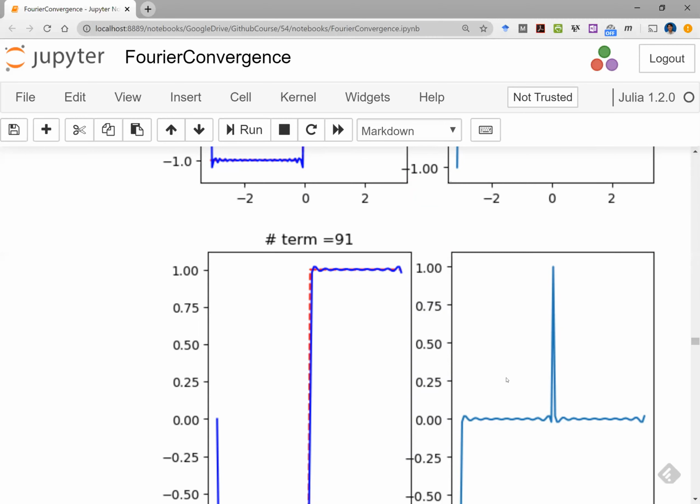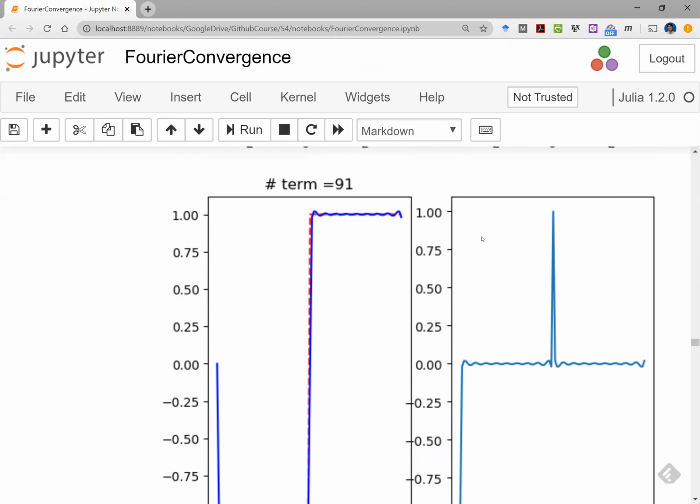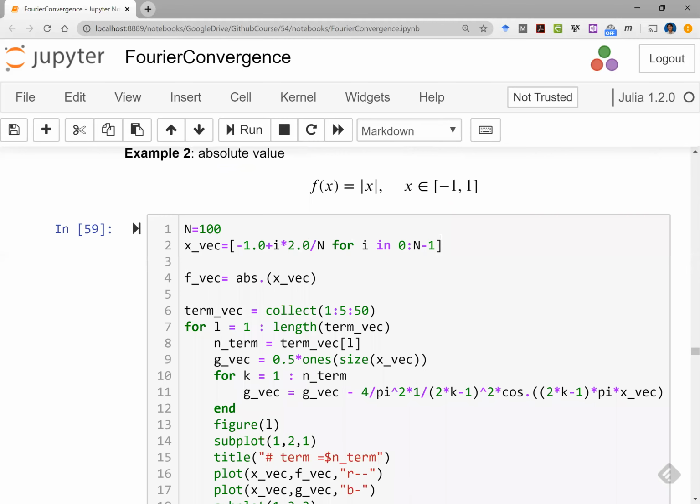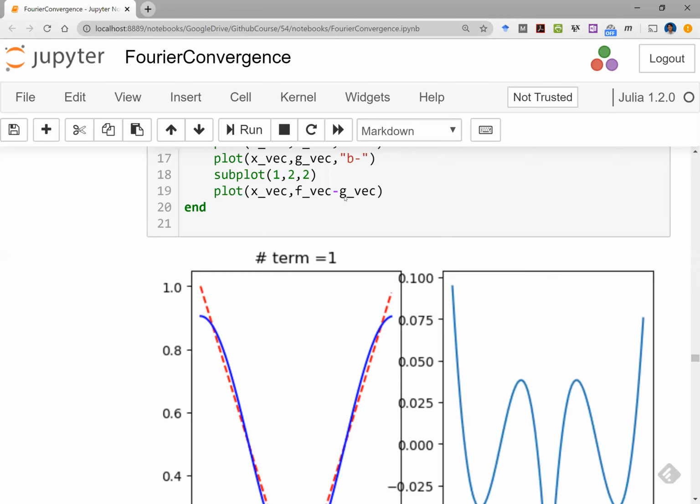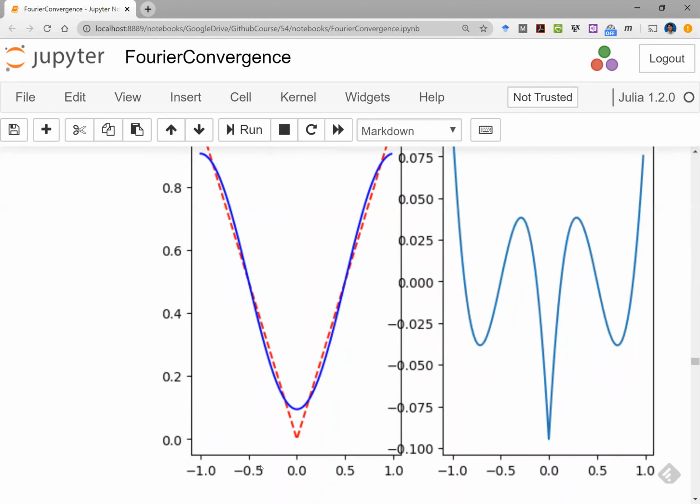You might say, maybe discontinuous functions, that's way too much. If I allow the functions to have a little bit more derivatives, whether the convergence would improve. If you really think about that, then congratulations, you're really along the right track. Let's just consider a function that's slightly better, which is the absolute value, and I consider the interval from -1 to 1.